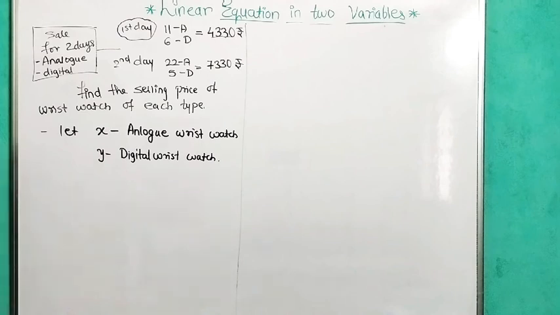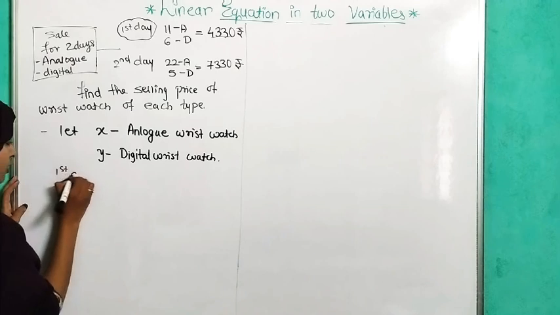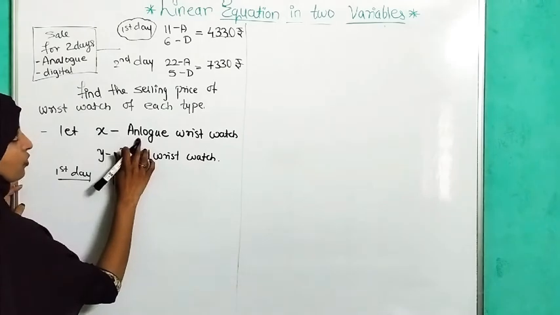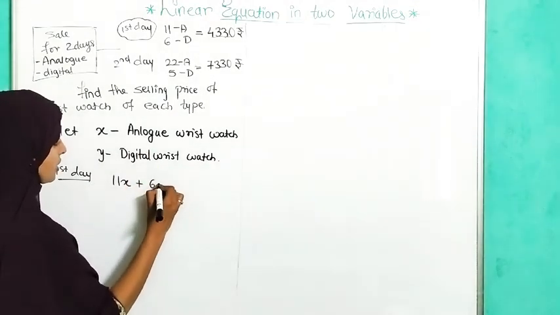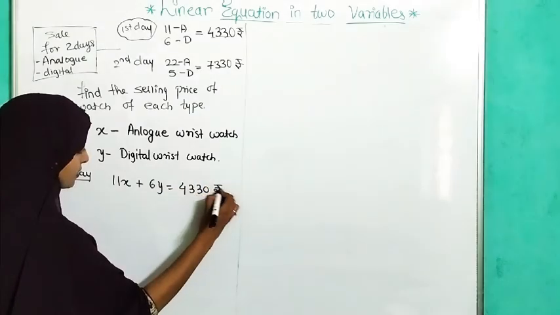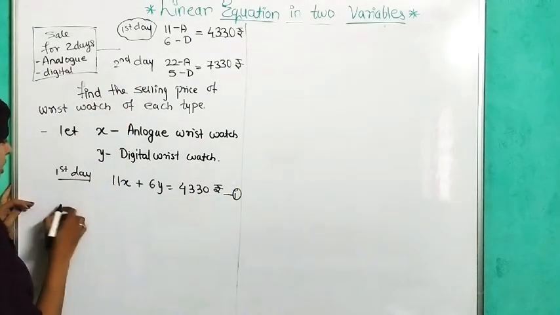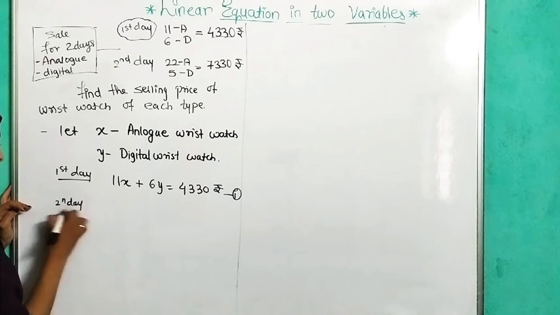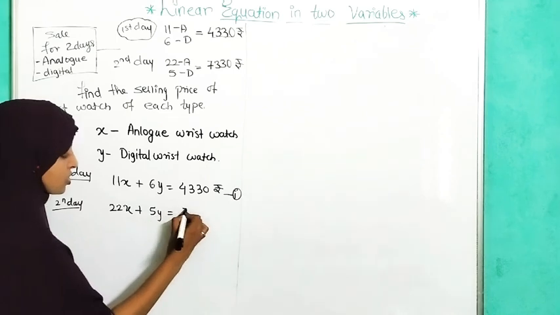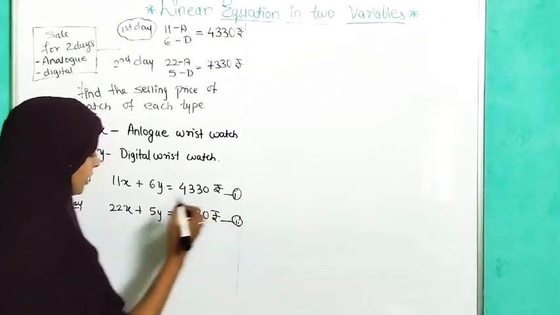Now according to the first condition, on the first day, 11x, meaning analog watches, plus 6y, digital watches, is equal to 4,330 rupees. This is the first equation. Now according to the second condition, or second day, we get the equation 22x plus 5y is equal to 7,330 rupees. This is equation number 2.